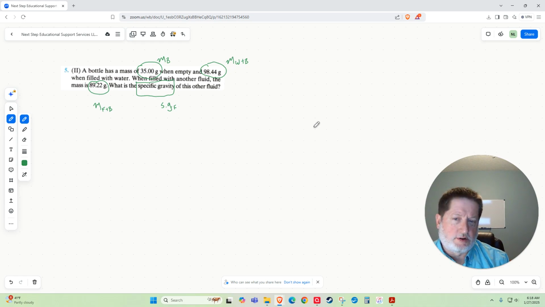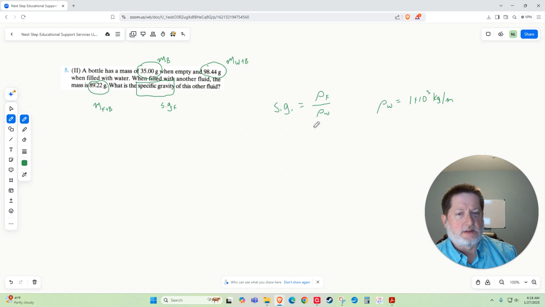Now, early in the chapter, they define specific gravity as the ratio of the density of a given substance, in this case our mystery fluid, compared to the density of water. And it is well known, or you can Google or check Table 10.1 earlier in the chapter, we know that the density of water is equal to 1 times 10 to the third kilograms per cubic meter. So that'll come in handy.